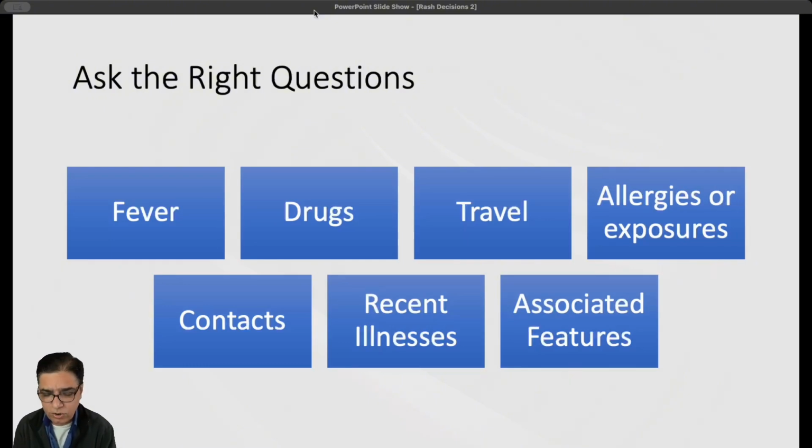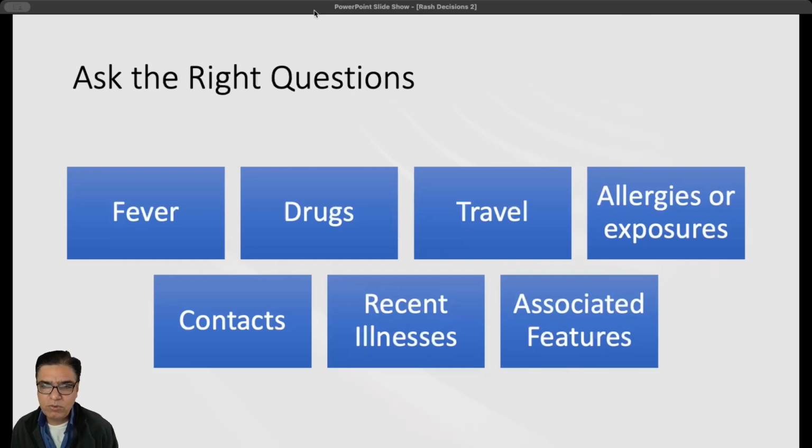Ask about the history of travel. This is also important because travel to certain areas might be associated with certain exposures and rashes. For example, somebody who has been camping might have tick bites, Lyme disease. These types of rashes can be associated with travel to forests or camping tours, things like that.